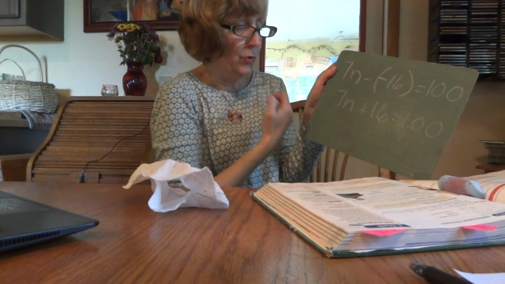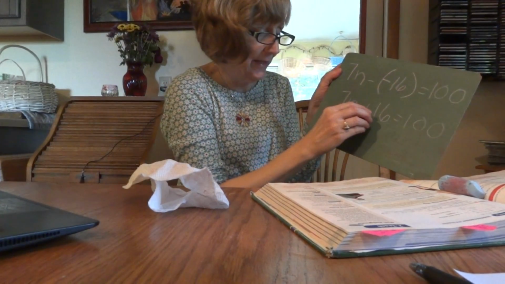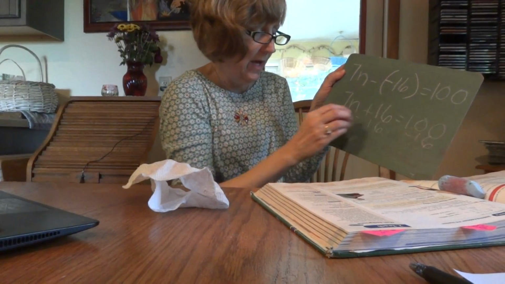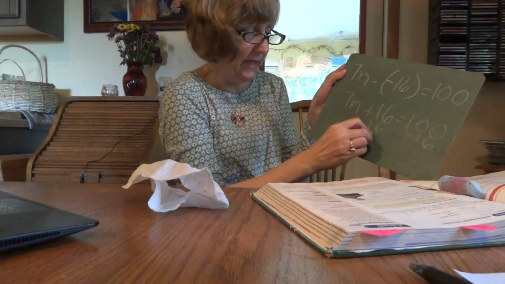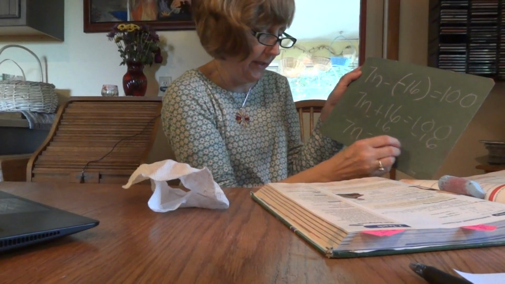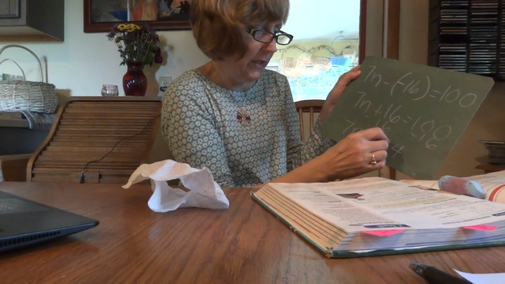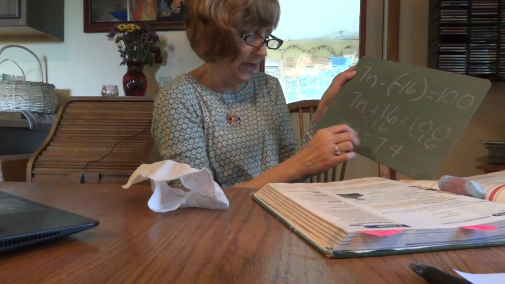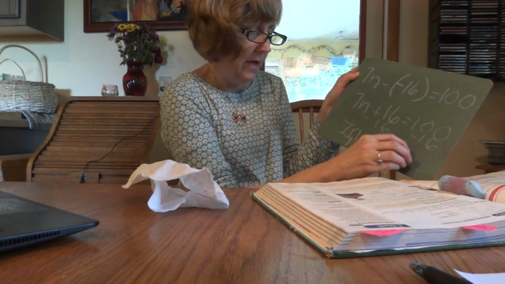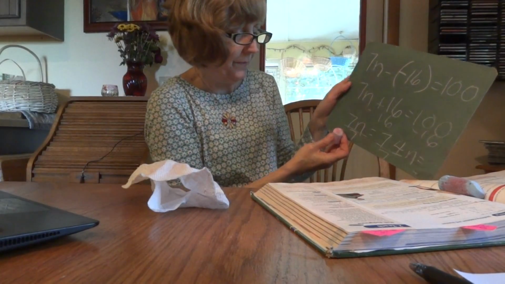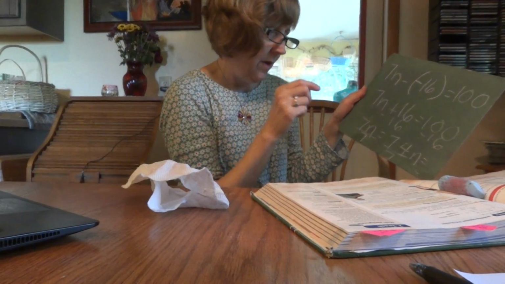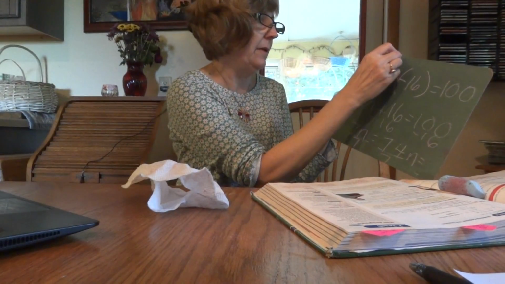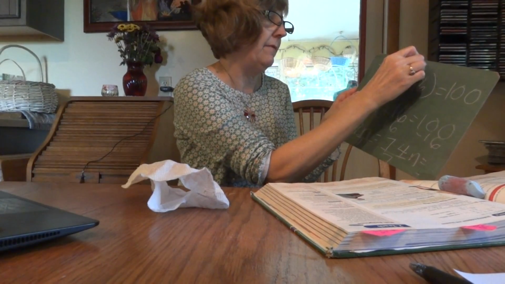And then we're going to subtract the 16 to get rid of this. And we're left with 7n equals 100 minus 16, which is going to be 74. Divide both sides by 7. N equals 12, I think. Let's see. 7 into 74.